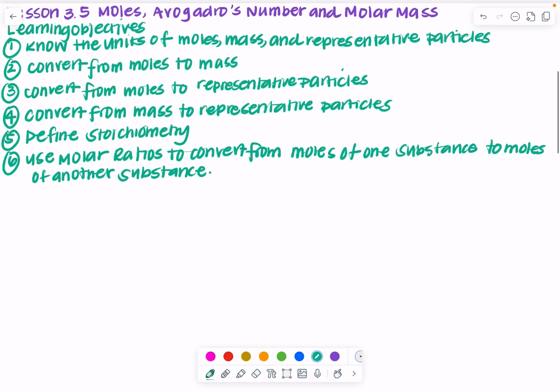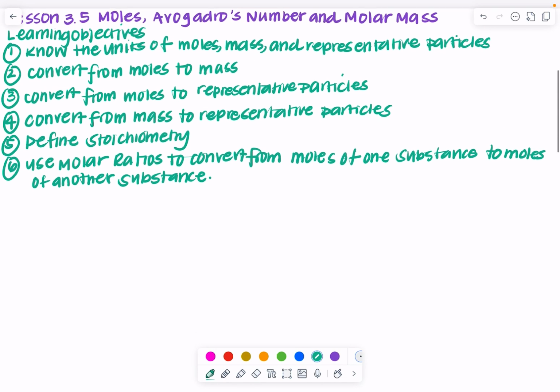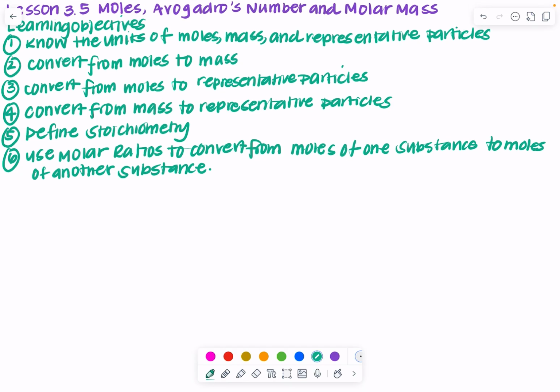All right, welcome to lesson 3.5, moles, Avogadro's number, and molar mass. This is going to be a pretty heavy math topic, but I did want to do a little bit of review of things that we already know, and I want to start with something called the mole.